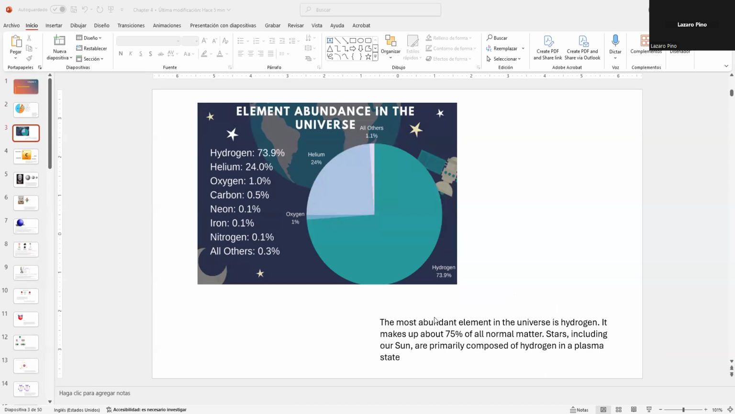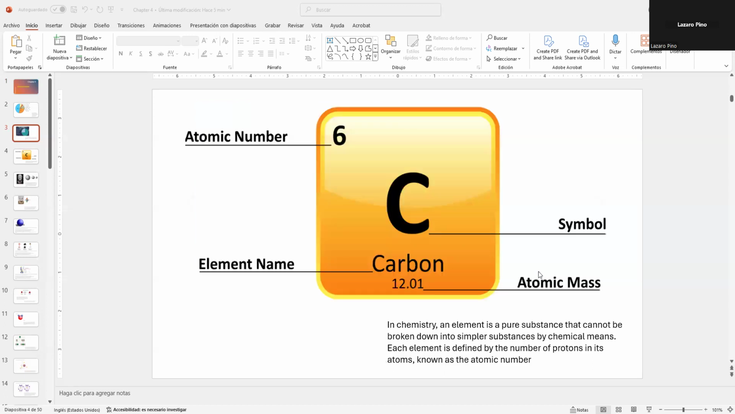The most abundant element in the universe is hydrogen. It makes about 75% of all normal matter. In chemistry, an element is a pure substance that cannot be broken down into simpler substances by chemical means. Each element is defined by the number of protons.